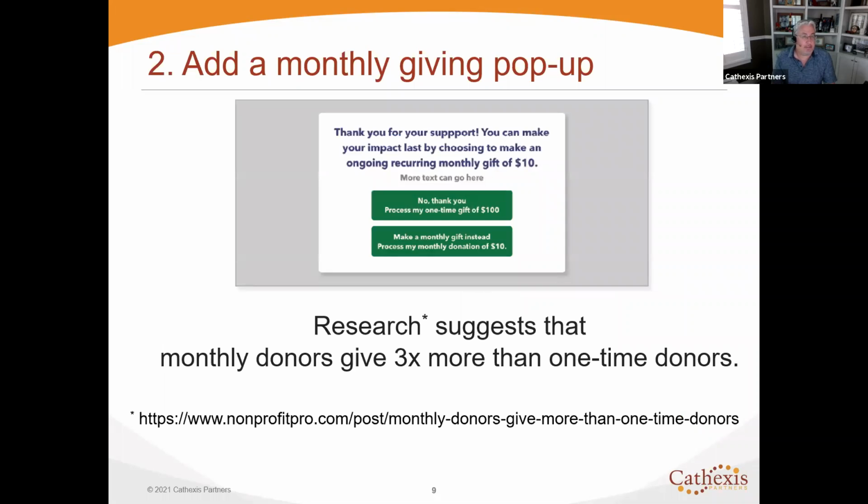And that can mean a lot of things. It doesn't have to be a pop-up. But in this case, here's an example where someone went to give $100 and they hit the process button, and it just pops up a window that says, hey, thank you so much for your support. Have you considered maybe changing this one-time gift to a monthly gift instead, and making it, instead of just saying, we want $100 a month since that's how much you're going to give, changing it to $10 a month.